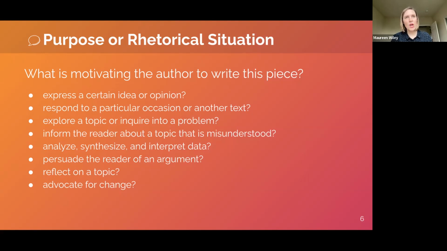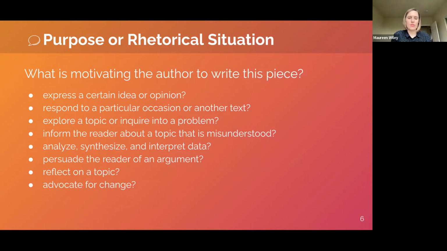And it's also somewhat up to our subjective analysis, which is kind of cool, because you might feel that the author is trying to inform the reader about a topic that's misunderstood, and somebody else is going to argue that they are advocating for change. And those two things are not mutually exclusive. They could both exist within the same text. But the key is to look at, can we find evidence that points to the author trying to inform the reader about a topic that's misunderstood? And we can see that here in this piece of evidence when they are formulating that purpose.